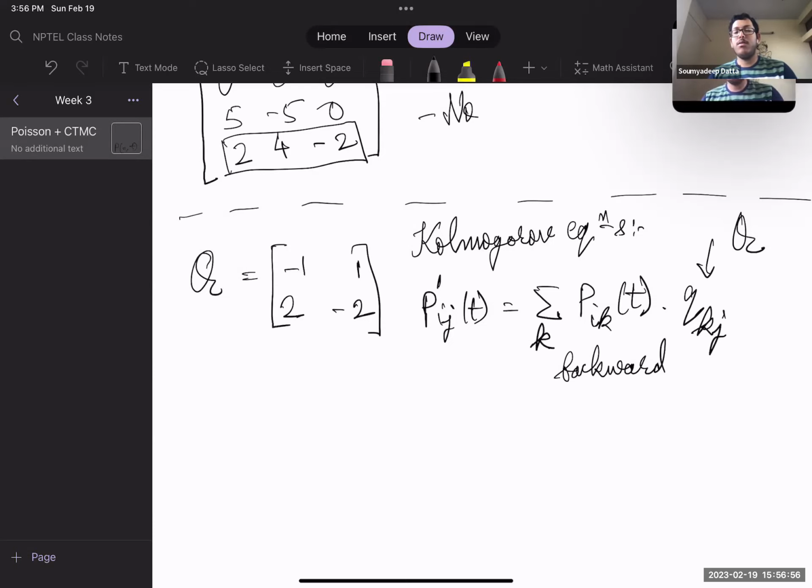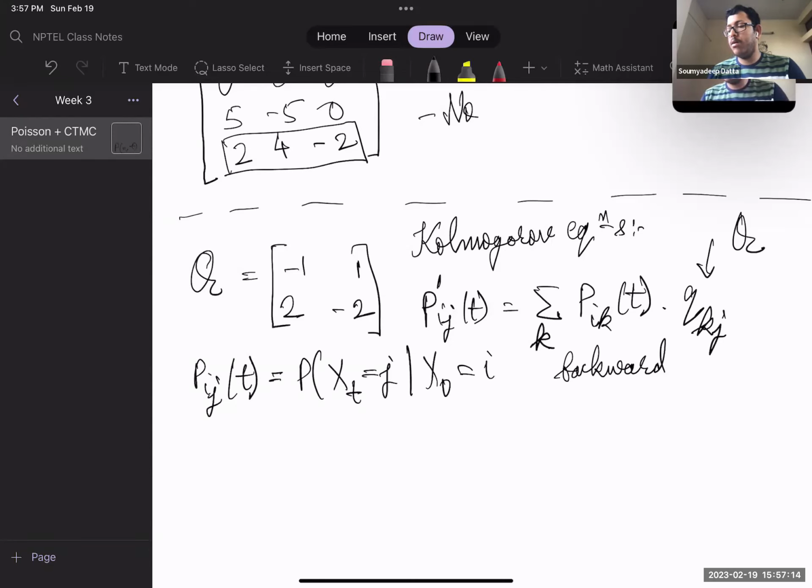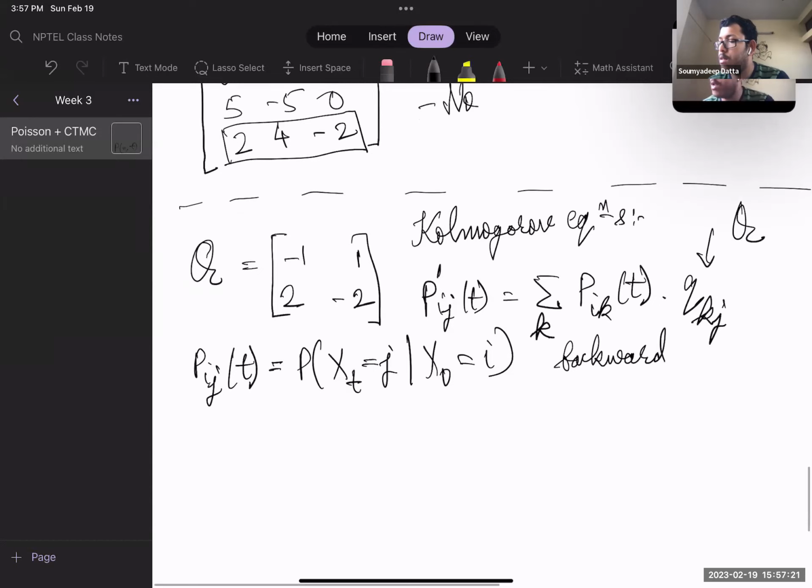So by solving these differential equations, we can actually get all of these values P_ij(t): the probability that at time t, X_t will be equal to j given X_0 is i. So we just have to solve some differential equations, right? In this case, I want to find the probability of self transition, like P_11(t) and P_22(t).